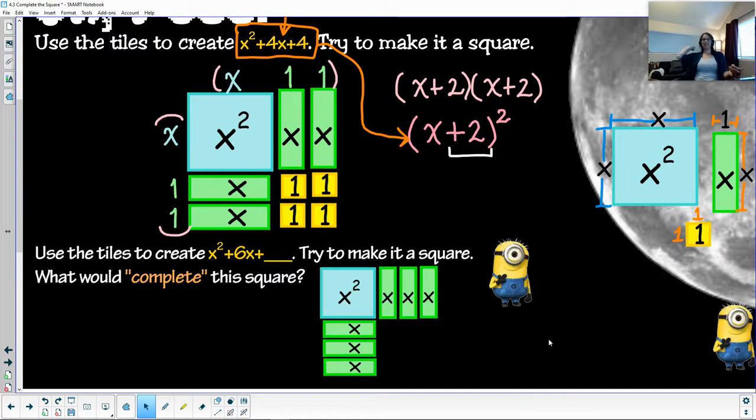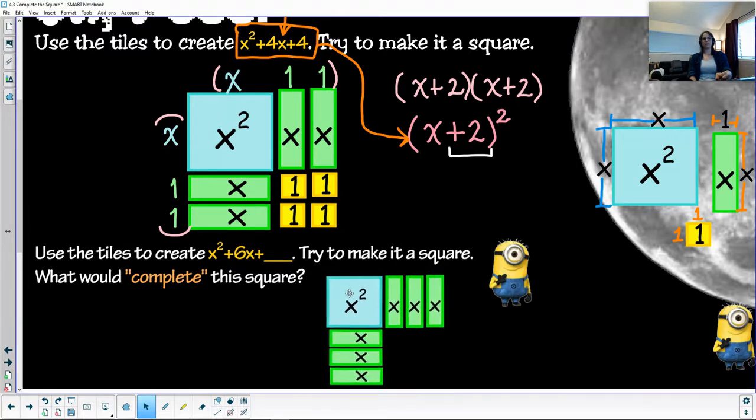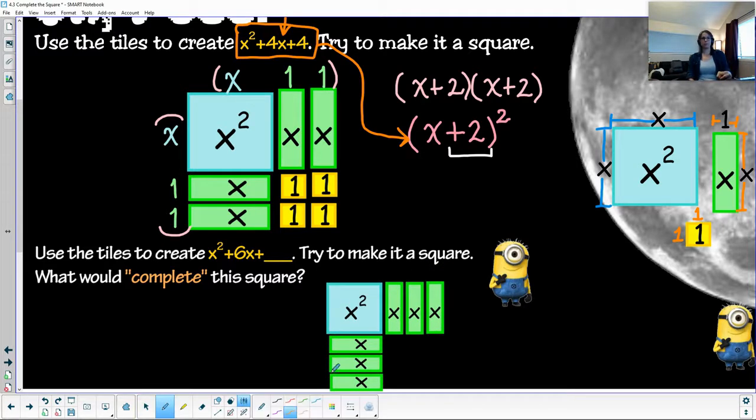All right, you can see on this one, I've already got my little squares all nice and set up. So I have 1x squared. I have 6x pieces, that's the green piece, and I've left this part blank. Well, how am I going to complete this square? It looks definitely a little bit different because I've got an x right here and an x right here. This time I have 3 pieces and 3 pieces.